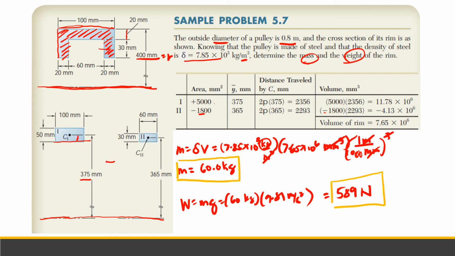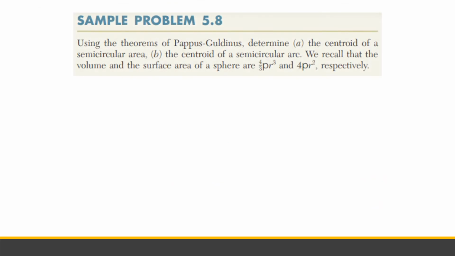Okay, so last problem. Using the theorems of Pappus-Guldinus, determine A, the centroid of a semicircular area, and B, the centroid of a semicircular arc. We recall that the volume of a sphere is 4/3 pi r cubed, and yung surface area ng sphere is 4 pi r squared. So these are known values, no?